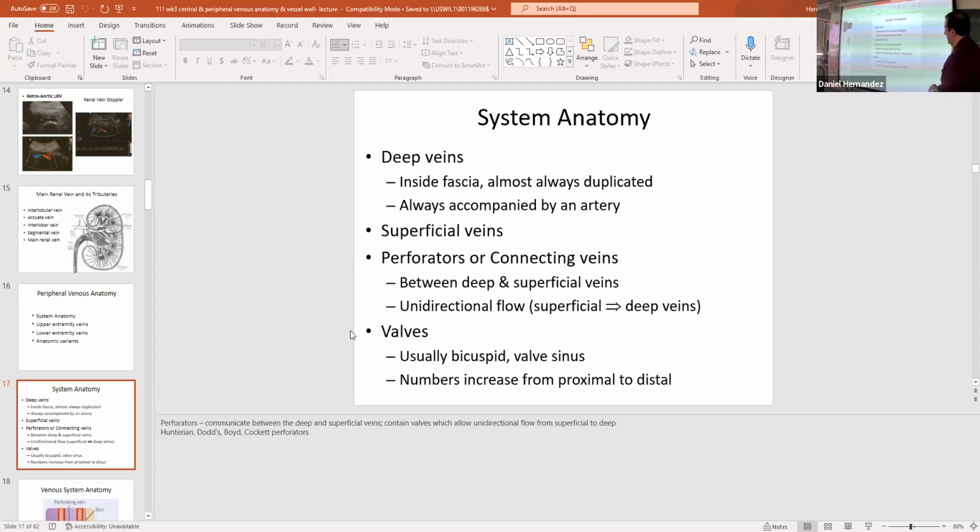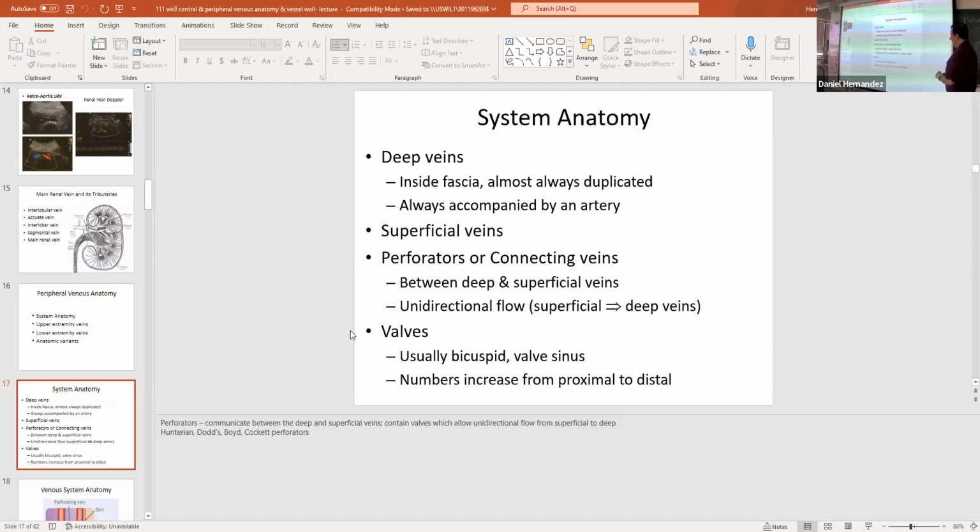The other thing we're going to talk about is the valves that exist within these peripheral veins. The valves are bicuspid, meaning there are 2 leaflets, and they have what's called a valve sinus. That's the actual insertion site where the valves attach to the veins.